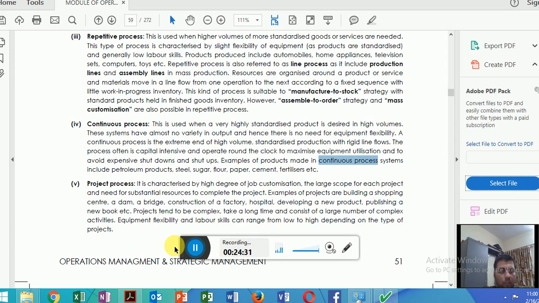After this, the last is the project process. Project, as the name is self-explanatory. In projects, we undertake a certain work to be executed in a specified amount of time. As an example, a company has taken a contract of building a shopping mall or a hospital in 3 to 4 years. A dam or a hospital. What I mean to say is any infrastructure development will come under the project process.